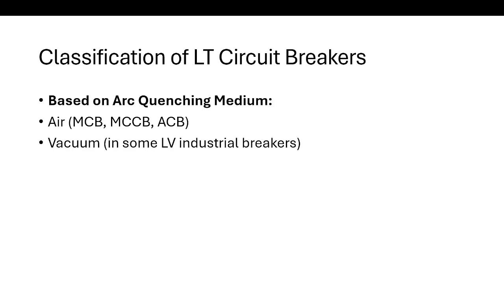Now, based on arc quenching. When air is the medium for arc quenching, to extinguish the arc, we use MCB, MCCB, and ACB. So air is the medium for arc quenching in these, and vacuum in some LV circuit breakers. Basically, vacuum is used in HT circuit breakers, like vacuum circuit breakers used in 11 kV lines and above, or SF6 circuit breakers used in HT lines.